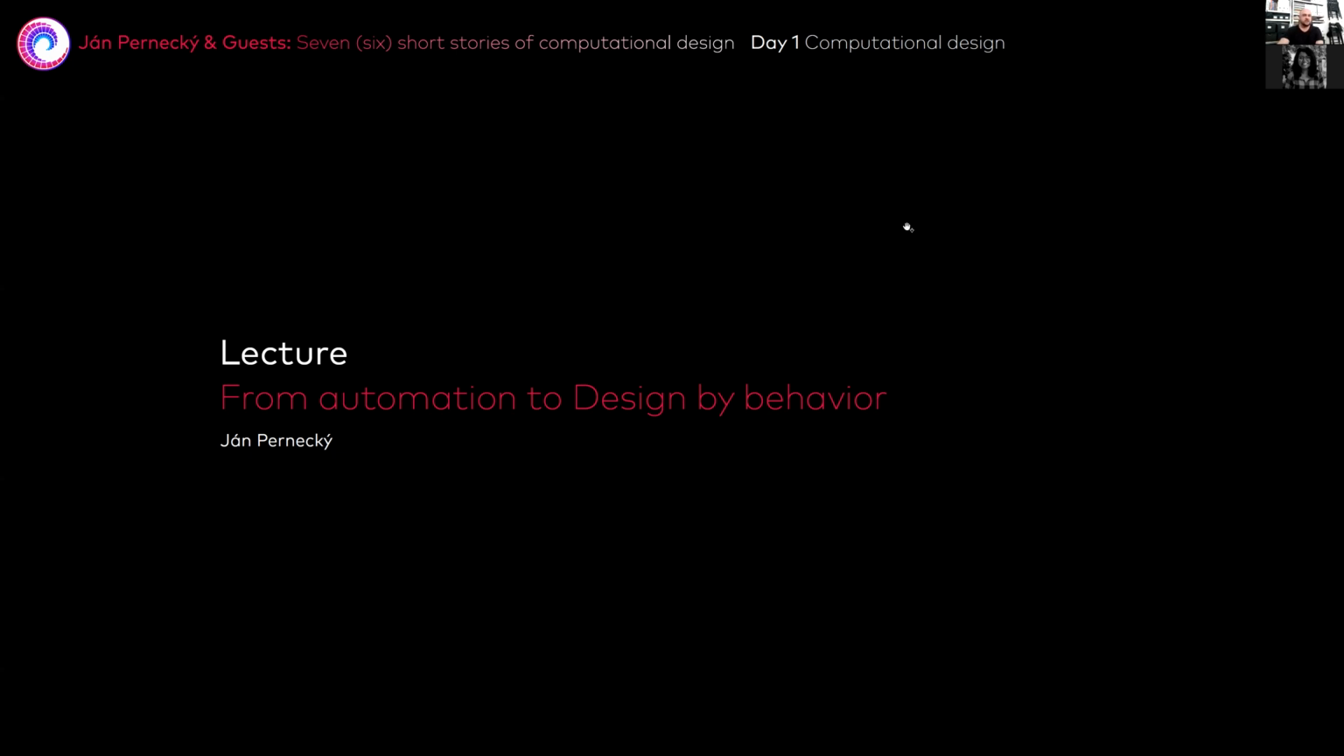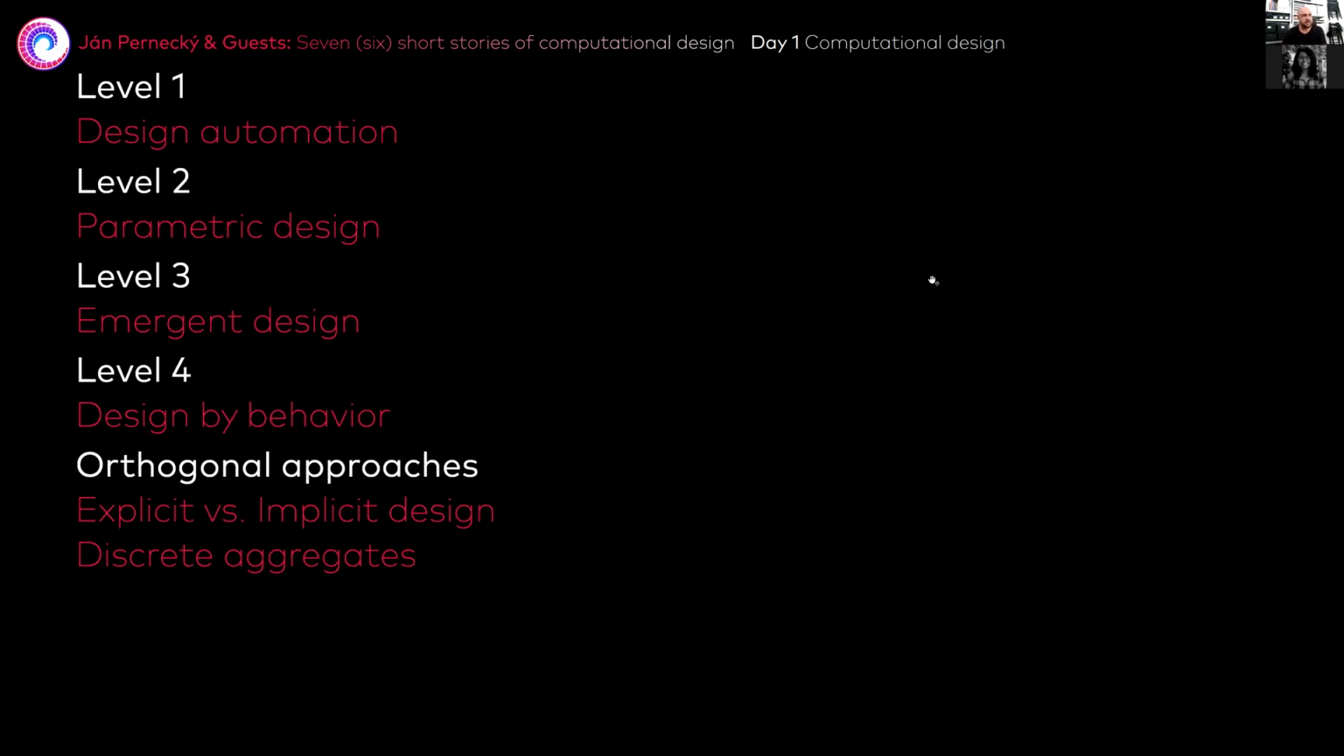This is called From Automation to Design by Behavior, because I identified 3 different levels of computer involvement in the creative discipline of architecture, starting from design automation, through parametric design, to emergent design. And you see that there is a level 4 called design by behavior, and that's something that I'm proposing. I will build up to that.